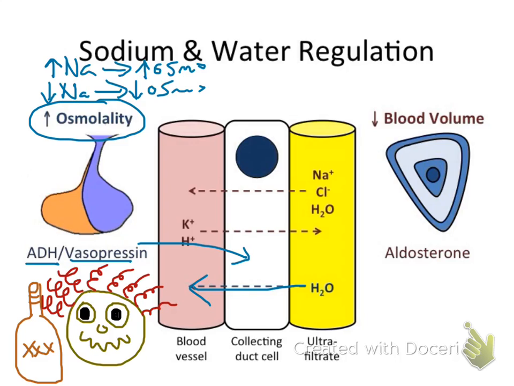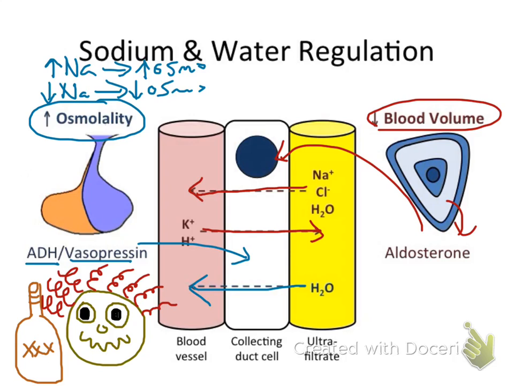When the body senses a decreased blood volume, then aldosterone is secreted from the adrenal cortex, and aldosterone acts on the collecting duct tubules to resorb sodium, chloride, and water, and excrete potassium and hydrogen. Aldosterone secretion is also stimulated by hyperkalemia and acidosis, and that's why there's concurrent potassium and hydrogen excretion.